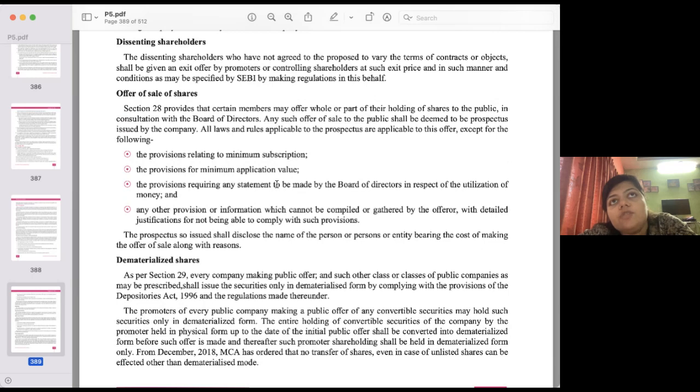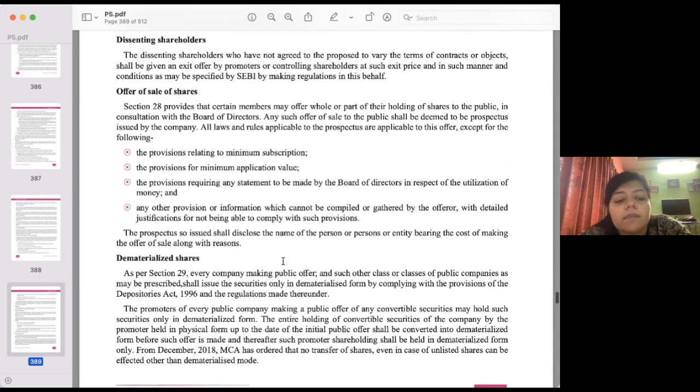which are to be sold by the members of the company. So if the members want to sell part or all of their shares to the public, then how would you determine the price of the shares? This is not a mere sale on the secondary market over the stock exchange. This is an offer of sale, which is undertaken by the company on behalf of its members to sell the shares amongst the members of the public.